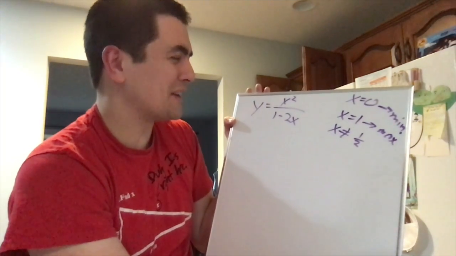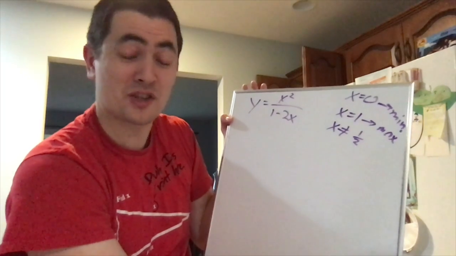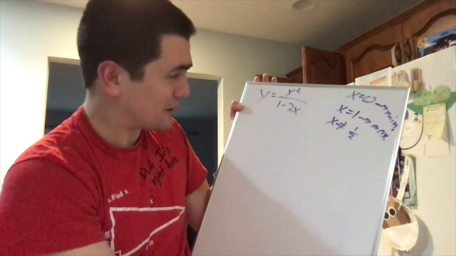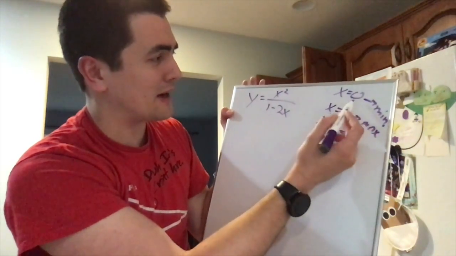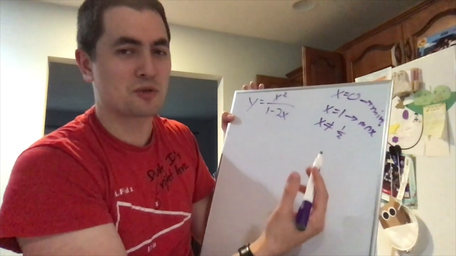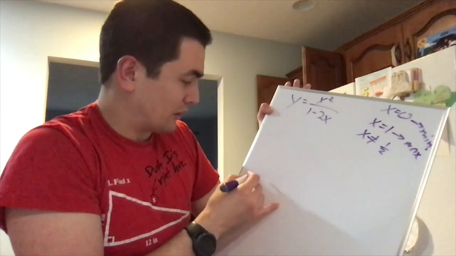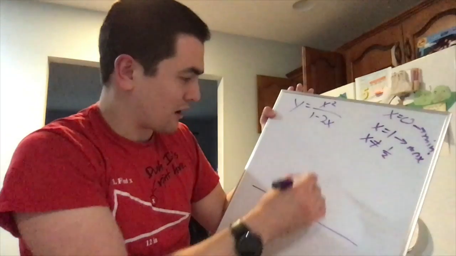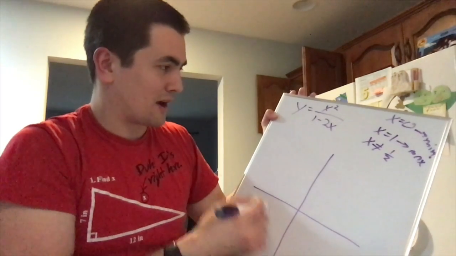But it's not really clear. It doesn't really follow any basic shapes that we know of. However, we do know that there's a minimum at x is equal to 0, there's a maximum at x is equal to 1, and we know it can't touch 1/2.